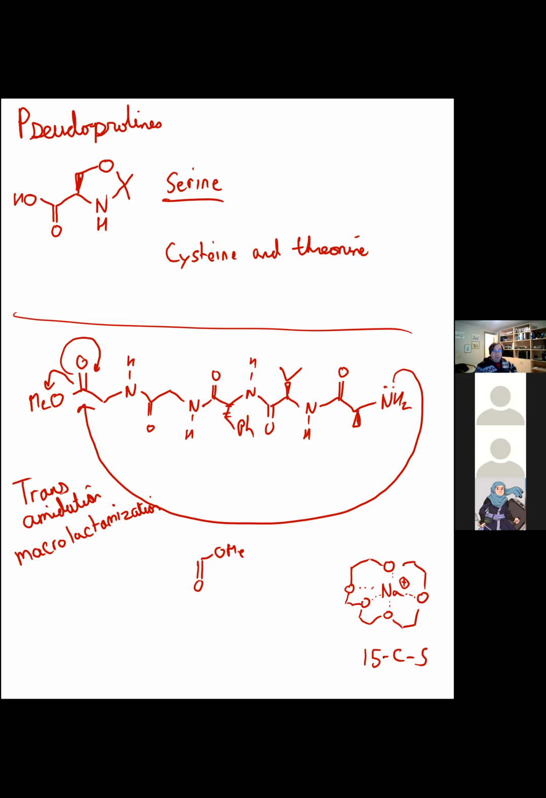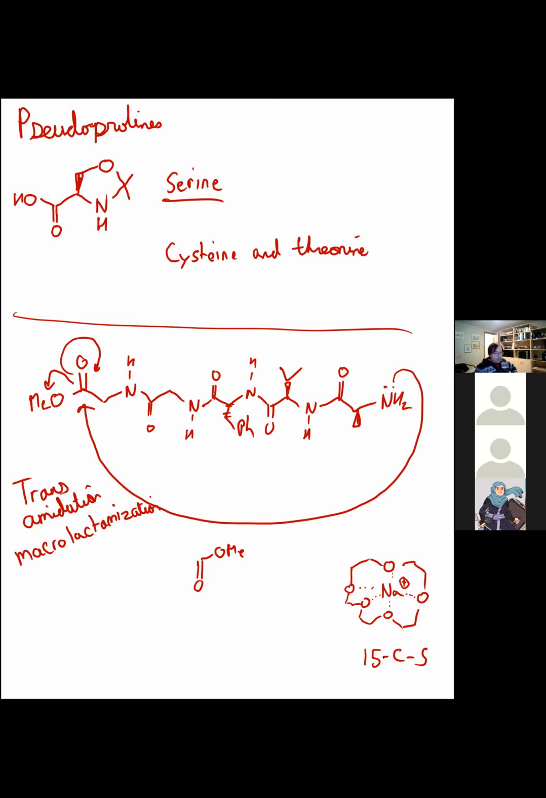Finds sodium really well. It's a good sodium thing. 18 crown 6 is good for potassium. And what we have there is just electrostatic interactions between the oxygens of the crown ether and the sodium. And that's because the sodium ion is positively charged and the oxygens are electron rich.